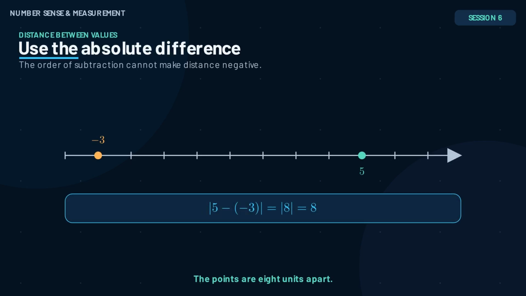Find the distance between -3 and +5. Subtract the positions and take absolute value, the absolute value of 5 minus -3. This is the absolute value of 8, which equals 8. Reversing the subtraction would give -8 inside the bars, but the final distance would still be 8.